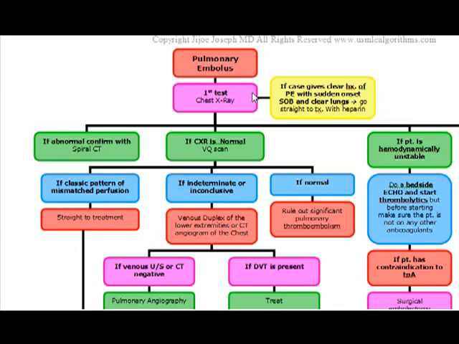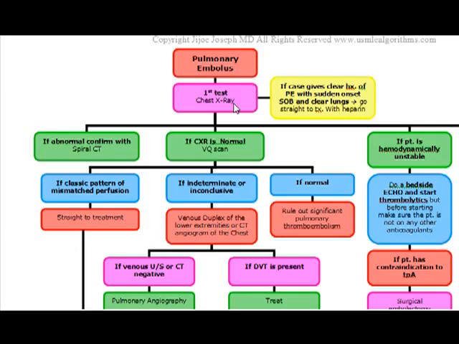And if the case gives a clear-cut history of pulmonary embolus with a sudden onset of shortness of breath with clear lungs, what I want you to do is go straight to treatment with heparin. Meaning, if the patient has been immobile for a prolonged period of time after delivery, one of these clear-cut PE cases with a sudden onset of shortness of breath, after you do your chest x-ray, you're going to go straight to treatment with heparin.